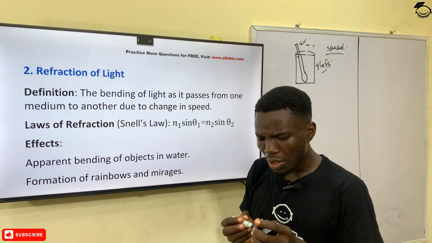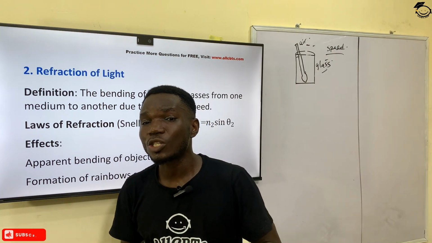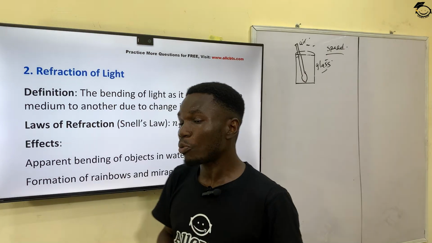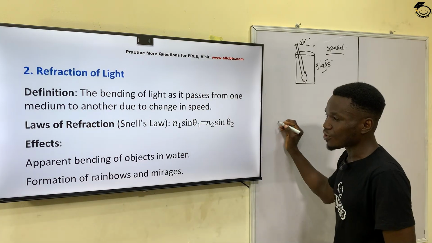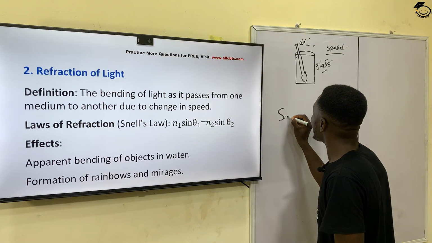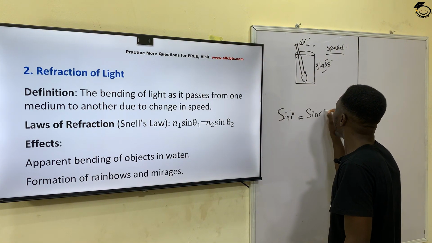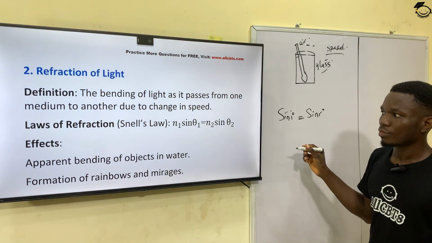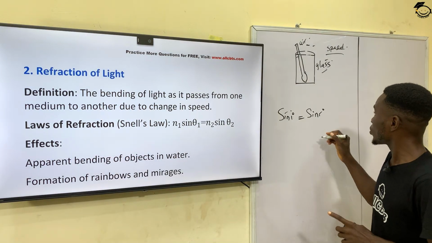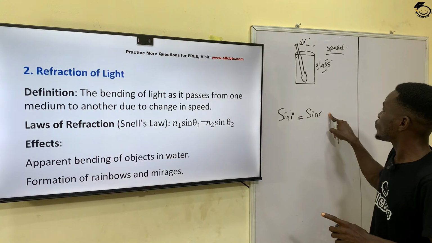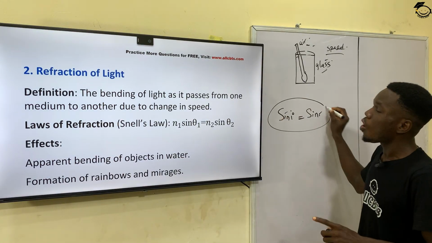And please note that both reflection and refraction have laws. For example, the first law of reflection says that the sine of the angle of incidence is equal to the sine of the angle of reflection. That's the first law of reflection.